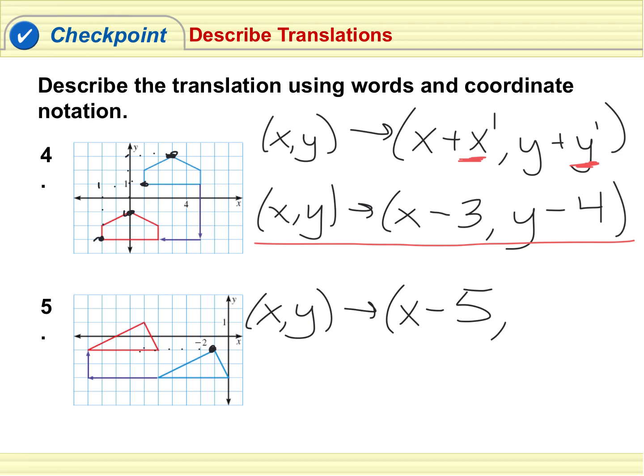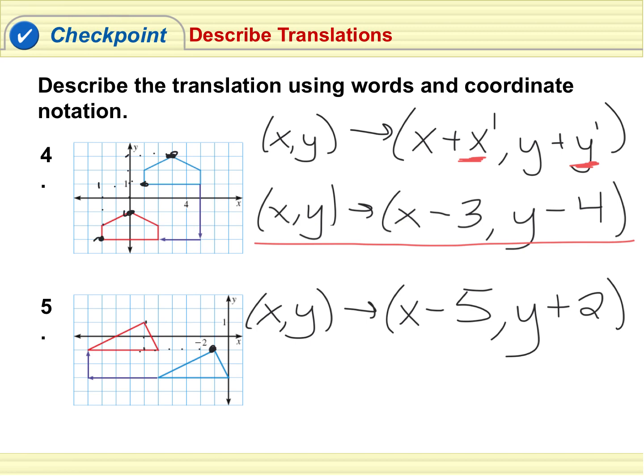Down 2. Down or up? The one I did was 2. So y, I went up, so plus 2. That is my rule. Could you have started anywhere else? Could you have started at a different point? Yes. Would you have gotten the same answer? Yep.